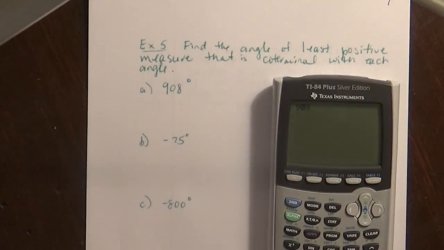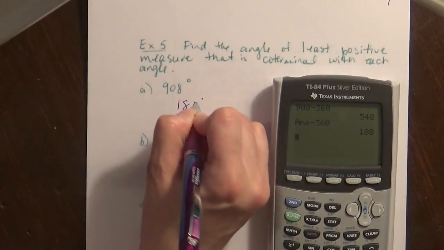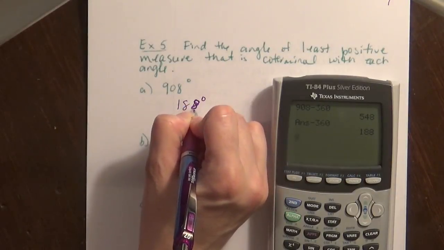So if I take 908, subtract 360, I get 548. Let's subtract 360 again. I get 188. If I subtract 360 a third time, I'm going to go into the negative numbers. So my answer is going to be 188 degrees. That's 188 degrees.